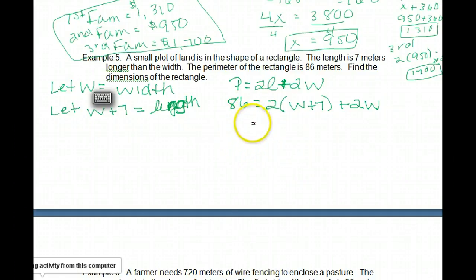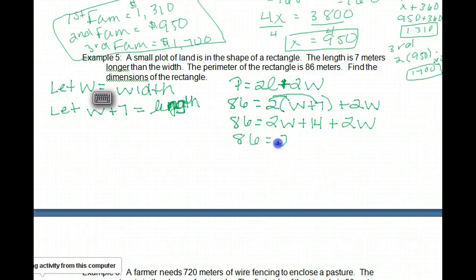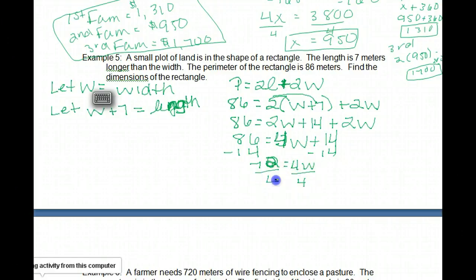And now we're going to rely on all of our equation solving skills to solve the rest of the problem. We must distribute in. So we're going to have 2W plus 14, and then bring down our next 2W. Combine like terms. 2W plus 2W makes 4W, and bring down the 14. Now we will subtract 14 from both sides and get 72 equals 4W, and divide both sides by 4.